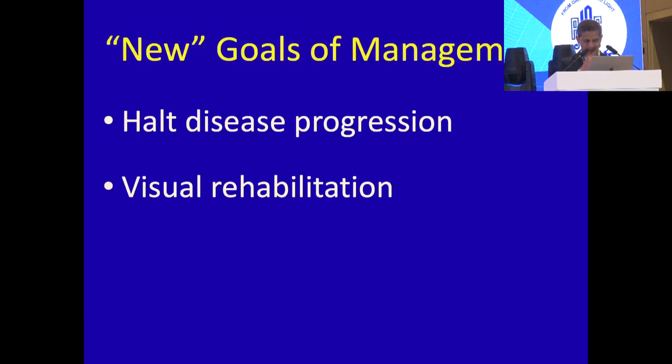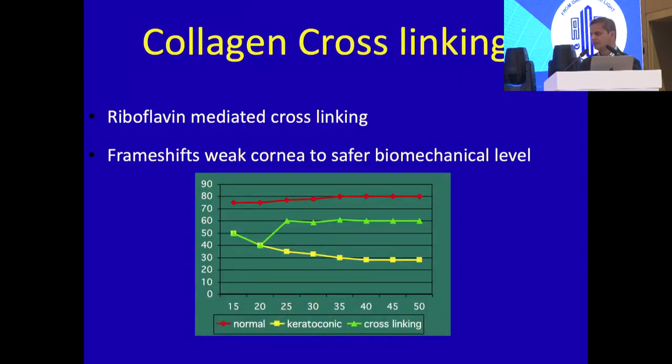Times have changed now. New goals of management include halting progression of the disease and then visually rehabilitating the patients, specifically by using collagen cross-linking, which, if you remember my slide earlier, increases the number of bridges on those collagen fibers in the cornea and shifts the biomechanical properties to a better level.